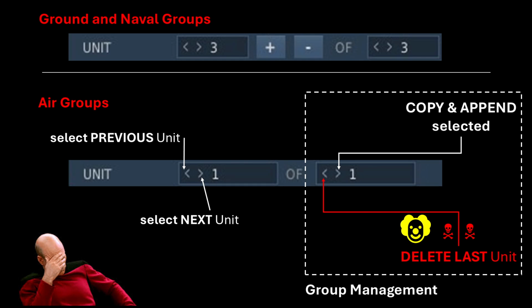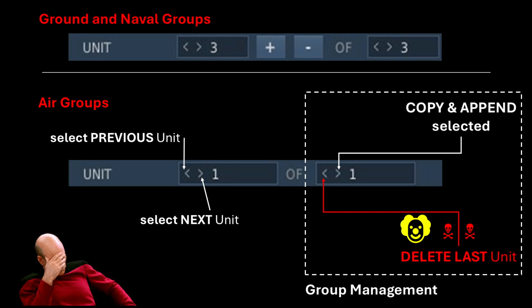To add a unit, click on the right-pointing chevron in the Number of Units box. That will copy the currently selected unit and add the copy as the last unit and then select that new unit. The real problem is with the left-pointing chevron in Number of Units. It removes the last unit in the group and ignores which unit you have currently selected.